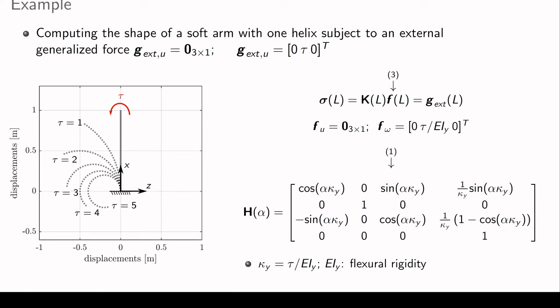And here is a simple static example, where we have a simple soft arm which is subjected to an end torque. By applying first the statics and then the kinematics, we get the position field, and as we already know, the position field in this case is an arc with constant curvature.